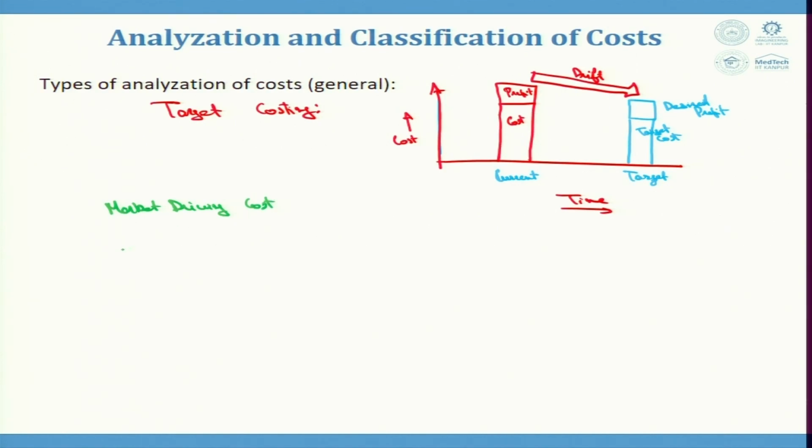Market driving cost, in which we have market conditions, we have expected selling price, and we have profit margin. This market driving cost now is to be further divided into the product level. What product are we trying to finally take to the market?